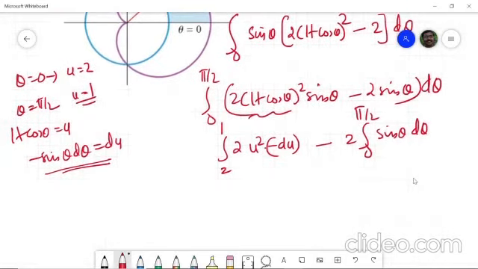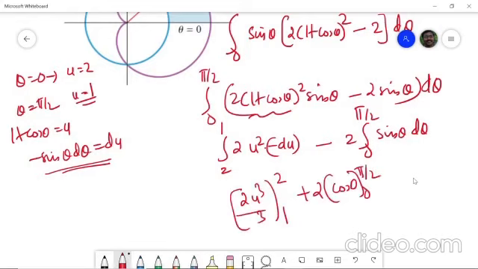The answer will be simply 2u cube by 3. So basically 2u cube by 3 in the limits 1 to 2, minus 2 sin theta. The integral of sin theta is cos theta, so it is plus 2 cos theta in the limits 0 to pi by 2. So this is actually 8.